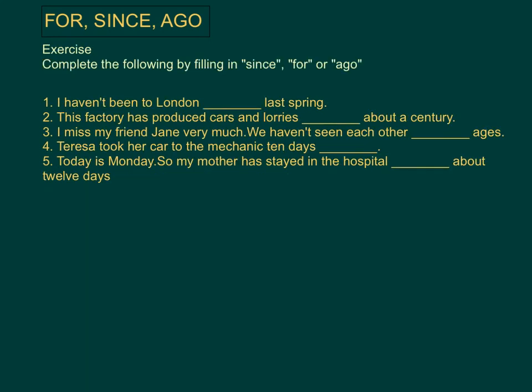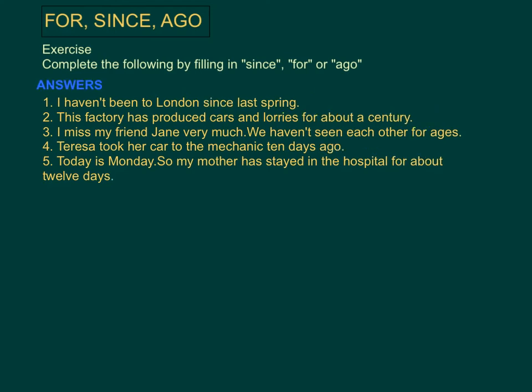Please complete the following exercise by filling in since, for, or ago. Now, let's go through the answers. Number 1. I haven't been to London since last spring. We use since here because last spring is a point in time.